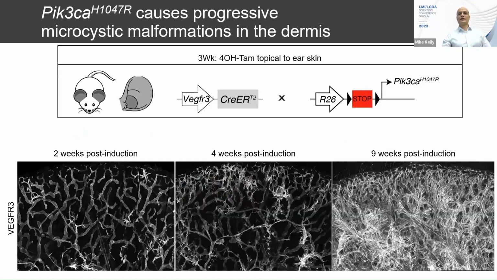So the mouse model we have developed is a progressive mouse model where we can see an aggravation of the phenotype over time. So if we induce the animals at 3 weeks of age and we analyze 2 weeks later, we can see these ectopic sprouts coming from the lymphatic endothelium, here analyzed in the dermal skin of the ear. This phenotype progressively worsens, and at 9 weeks after induction, you can see that pretty much the entire lymphatic vasculature is severely disrupted.